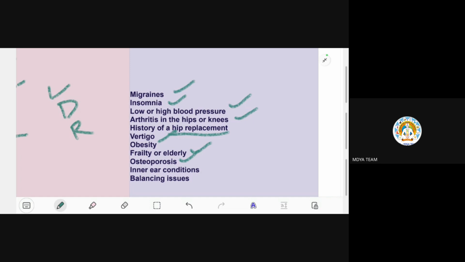Osteoporosis, inner ear conditions. Again, I told you, the inner ear is responsible for balancing. If it is already disturbed, do not let them do this asana. Balancing issues. What are the balancing issues? Those who have a balancing problem must have a cervical problem or an ear problem.